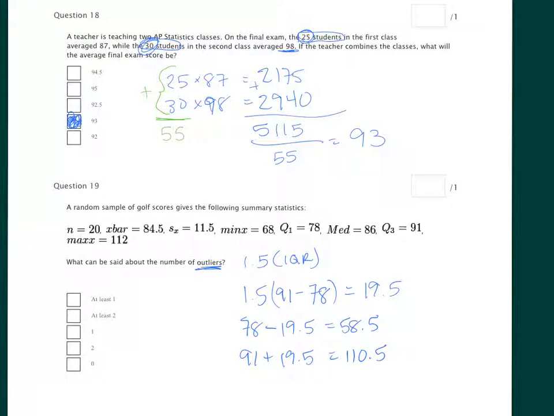So now, I know that my minimum is 68, so I don't really care about this lower stuff because I don't have anything that goes that low. But I do know that I have a maximum of 112. So I know that I have at least one outlier. But since this is not 112 and this says 110.5, in my data somewhere, since I don't know what it looks like, I could have 111 as a choice. I could have 111 as well in my data, so I know that I have at least one outlier.